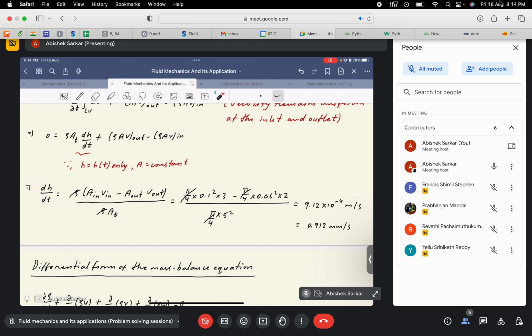Then we plug in the values that were given to us. Area would be pi by 4 d squared. The inlet velocity is given, the outlet velocity is given, the diameter of the outlet, the diameter of the inlet, and the diameter of the tank are all given. Just plug those values into this equation. We find that the rate of increase of the height is 0.92 millimeter per second.